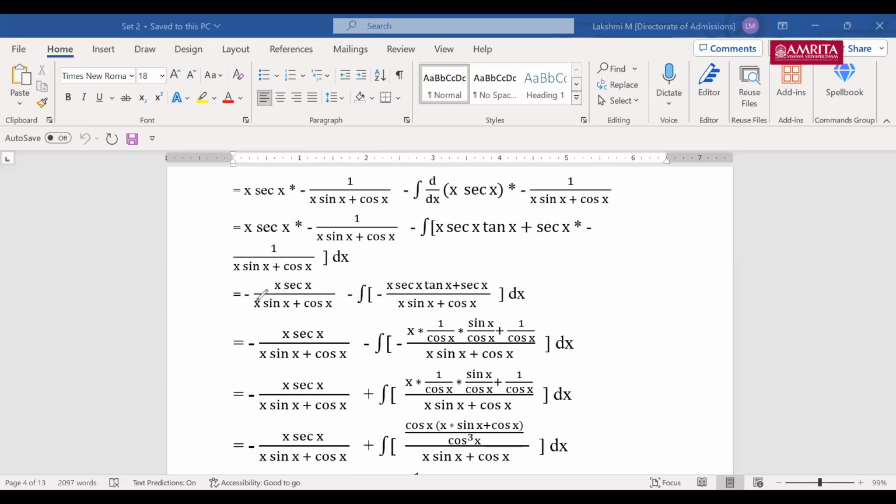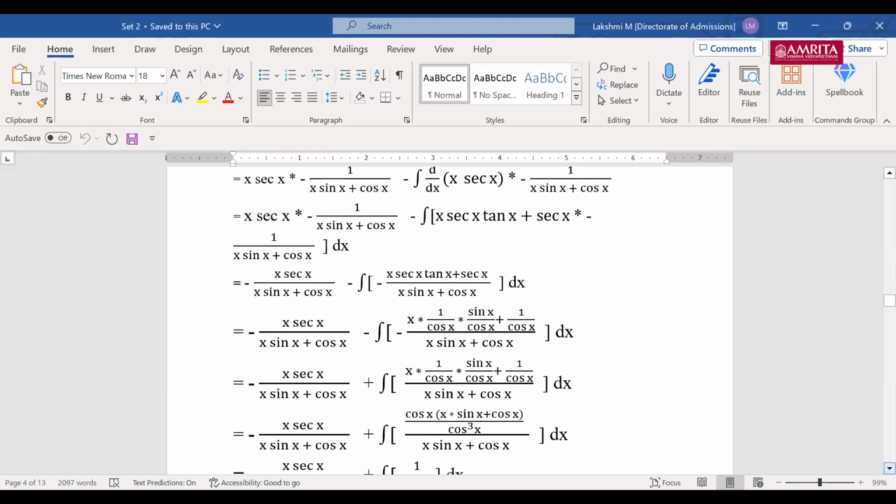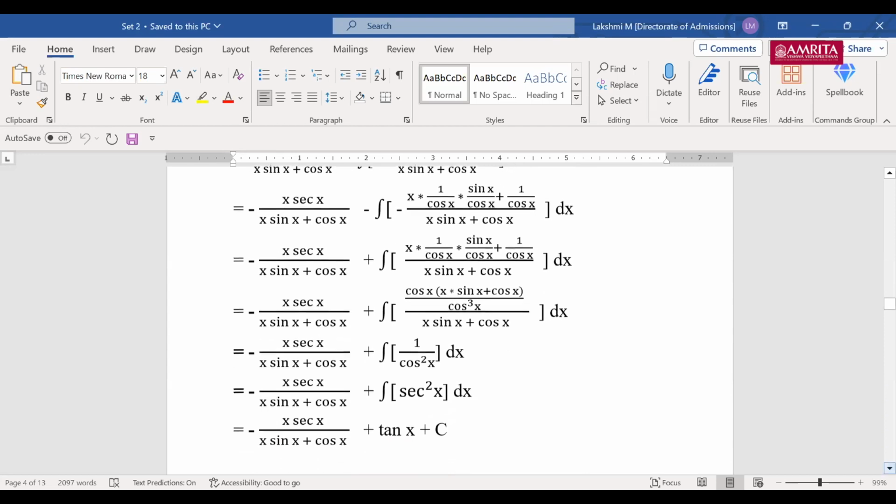It's x sec x minus x sec x by x sin x plus cos x minus integral of minus x sec x tan x plus sec x by x sin x plus cos x dx. Now, it'll be really easy and a lot of terms might get simplified if I substitute sec, tan and all in terms of sine and cos. So whenever you encounter this type, you may try that also so that the terms will get simplified and it's easy for you to solve it.